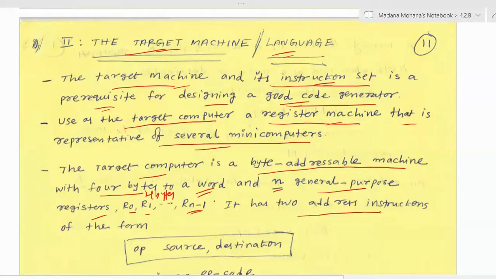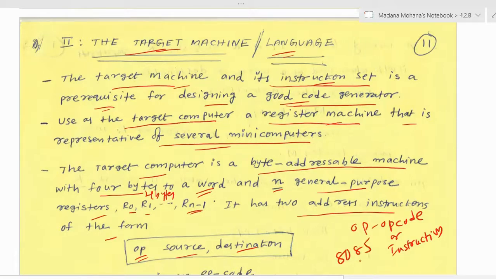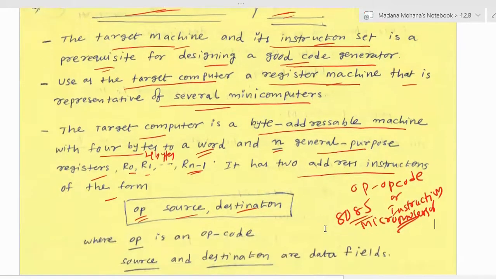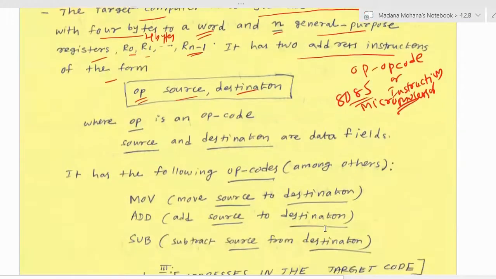It has 2 address instructions of the form OP source, destination. Here OP is nothing but opcode, operation code, or we may call it an instruction. So in the 8085 microprocessor, in computer architecture and organization, we know about all these instructions. Here OP stands for opcode, where source and destination are data fields, or we may call them operands.